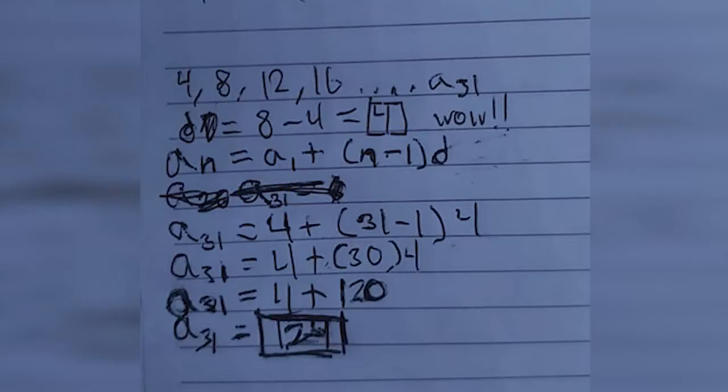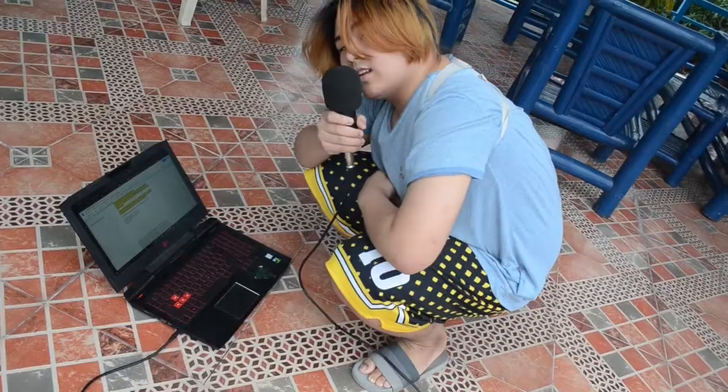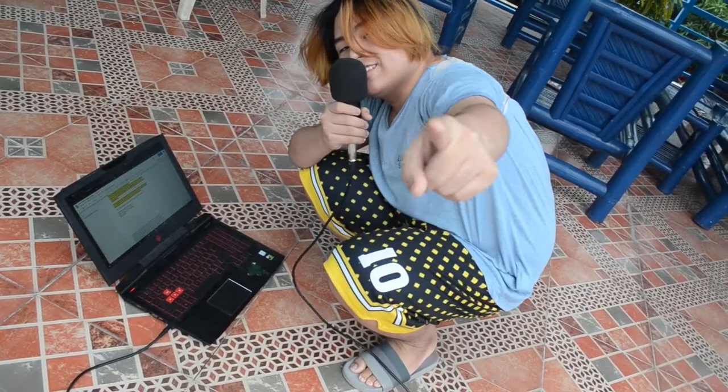Woo! You're now rich. You got $124 after a month, and now you're gonna spend it all buying skins for a video game that you like and hate at the same time. That's it for the arithmetic sequence. Now we go to the geometric sequence.